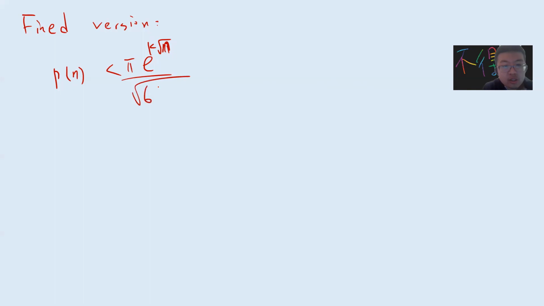And there is another, finer version. Let's talk about it. You can prove that there is another factor, pi divided by the square root of 6, minus 1, together with the square root of n. So this is the finer version. The reason is the following. I know that p(k) is greater than or equal to p(n) if k is greater than or equal to n.